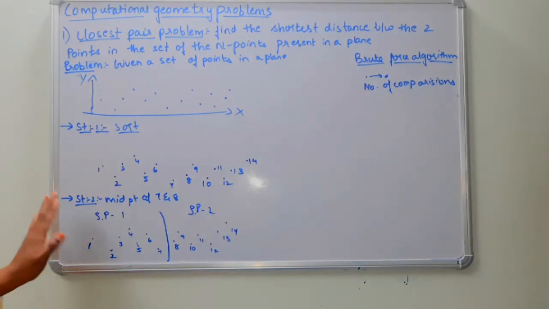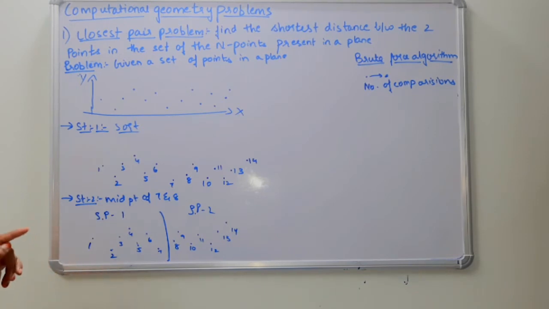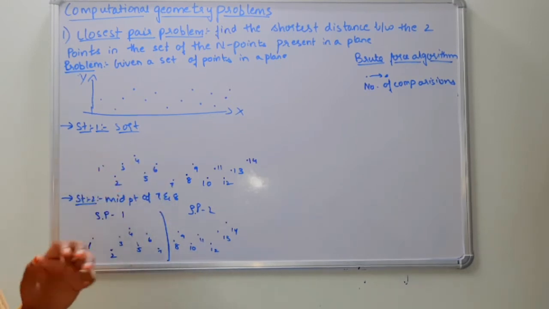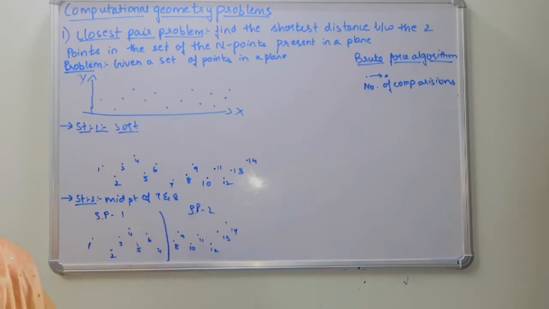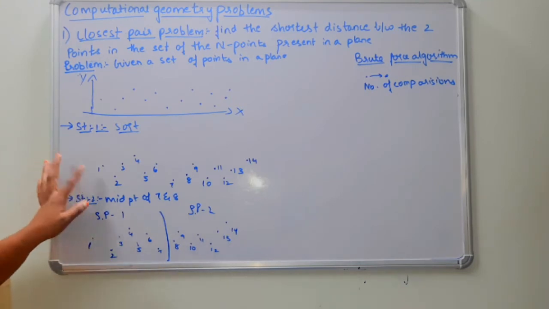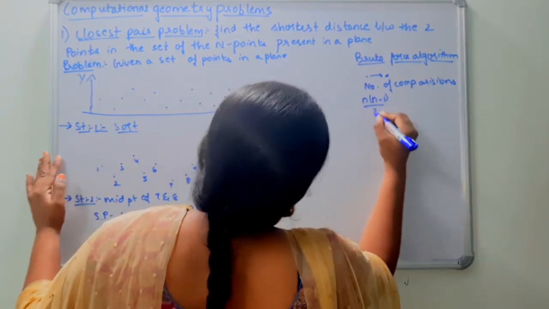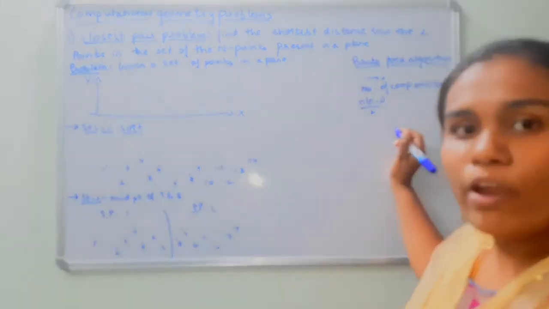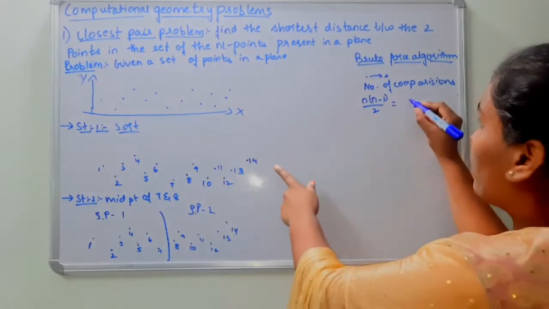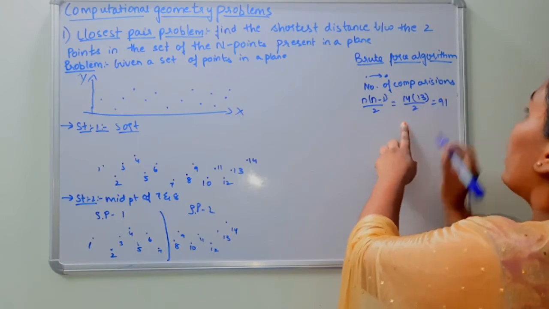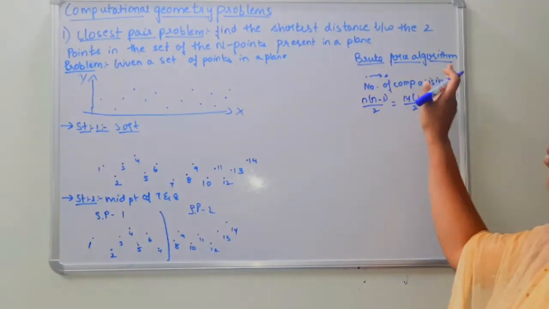So now if we take the brute force algorithm, in order to find the shortest distance between the 2 points, it mainly compares each and every point with the other points. If we compare each and every point with the other points, the formula is n into n minus 1 by 2. What is n here? 14. What is n minus 1? 13 by 2. And there will be 91 comparisons in brute force algorithm.